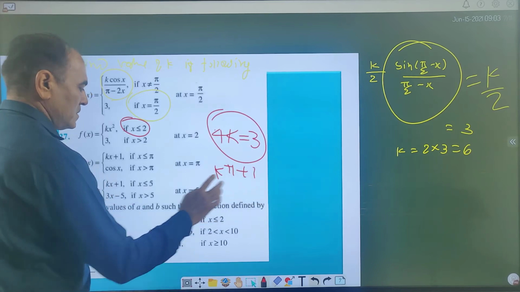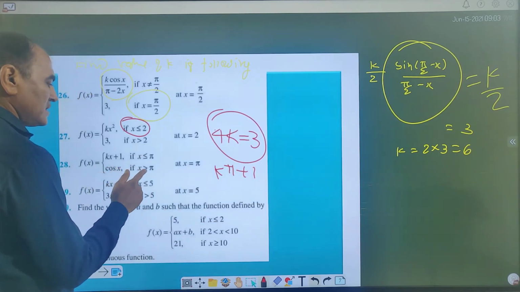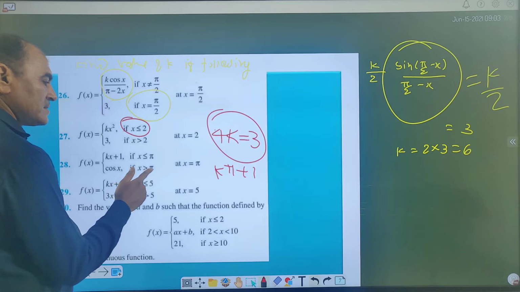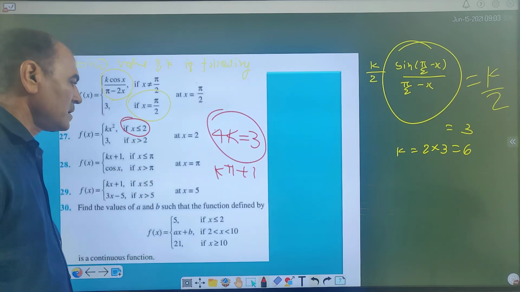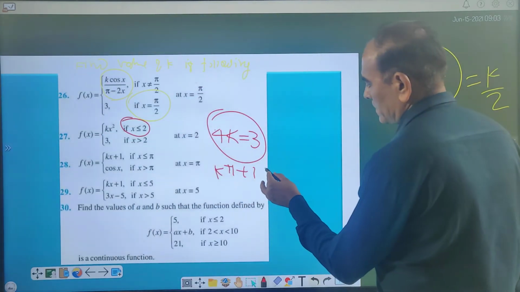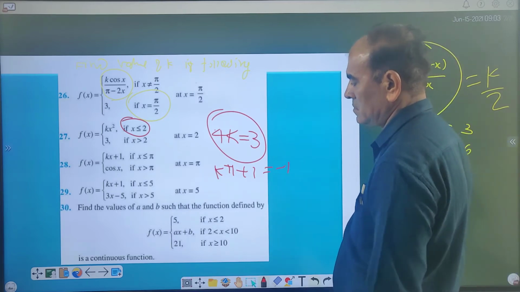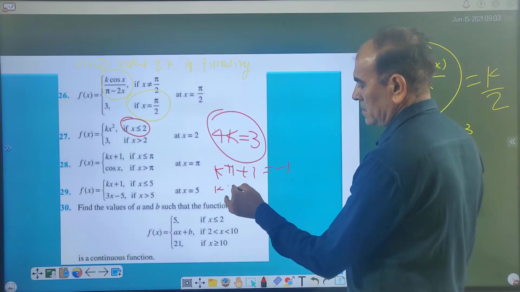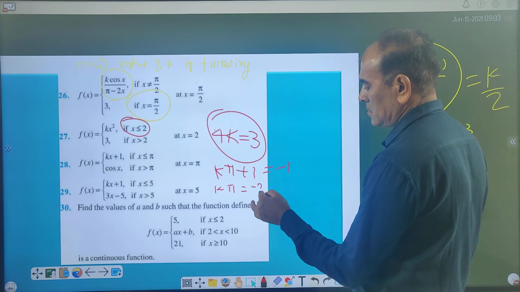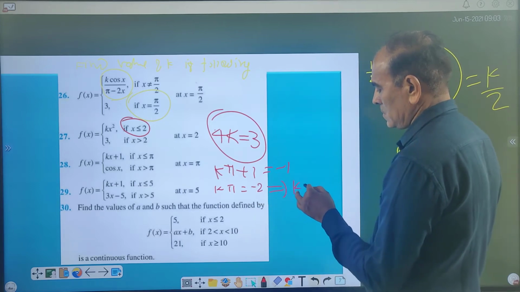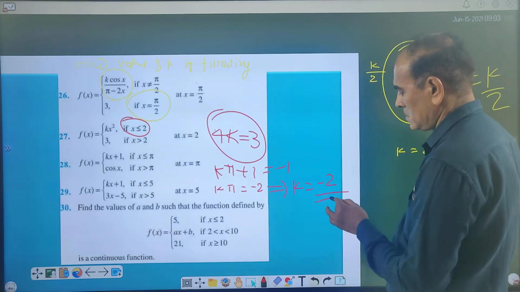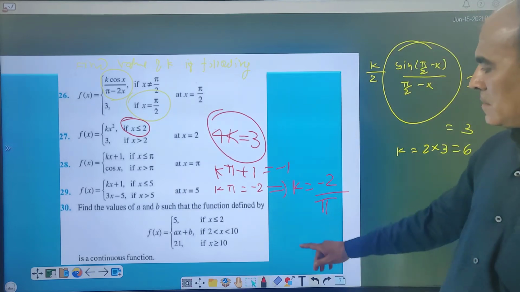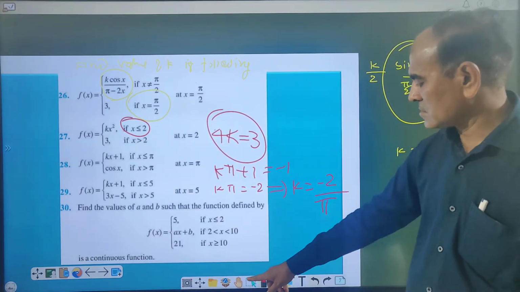k pi plus 1 for this one. For x greater than pi, it is cos pi. And what is cos pi? Minus 1. So what do we get? k pi is equal to minus 2, which implies k is equal to minus 2 by pi. Yes or no? Very simple things.